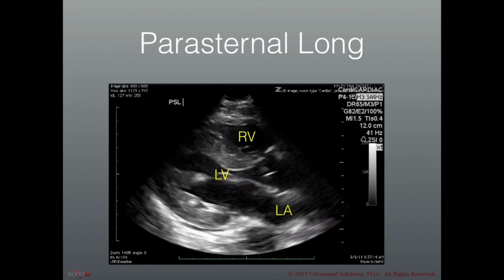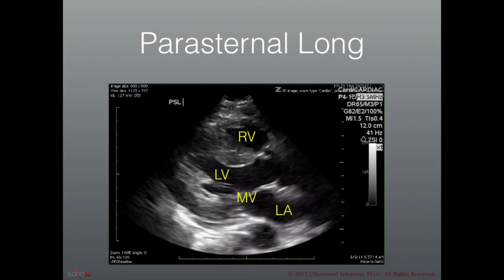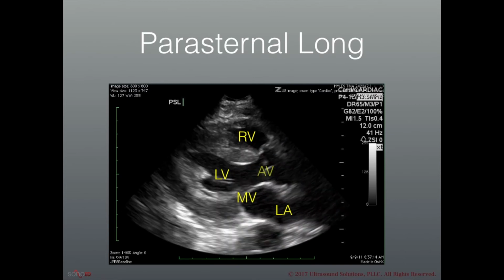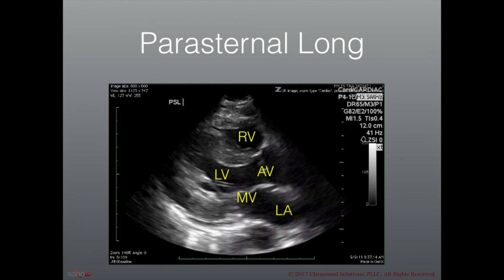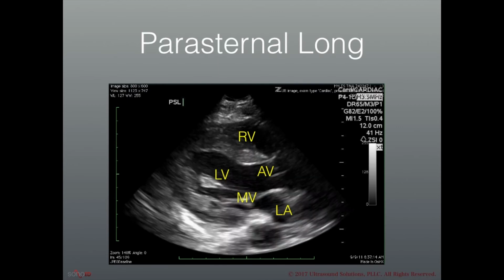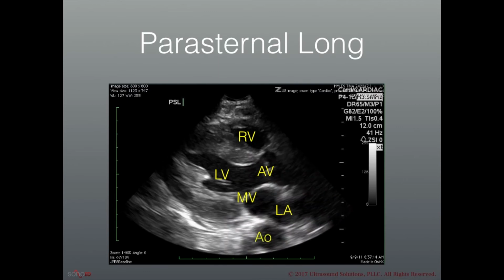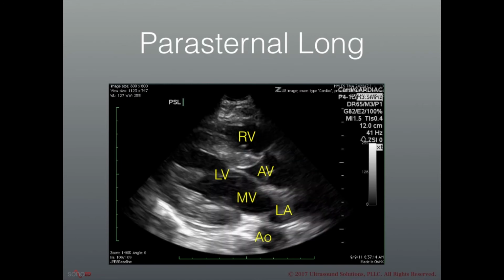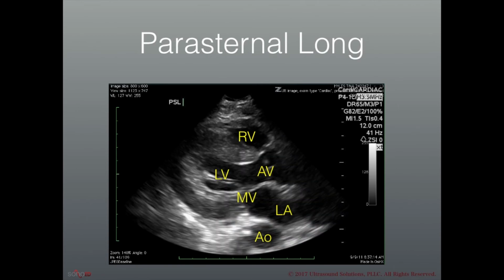Next, you'll see the left atria, a bit in the far field, with the blood flowing through the mitral valve into the left ventricle. And next, identify the aortic valve, where you see the blood flowing from the left ventricular outflow tract through the aortic valve and then out the ascending aorta. The other landmark that on this view you really want to identify is actually a bit deep to the heart, and that is a transverse slice through the descending thoracic aorta.